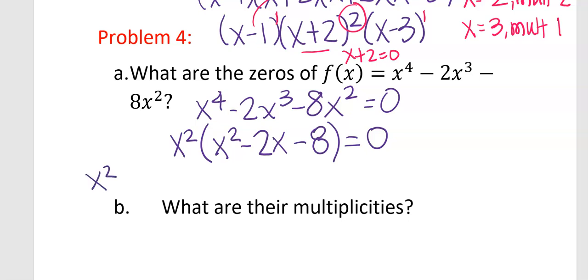I'm going to bring it over here. Factors of negative 8 that add up to negative 2. What are those? Negative 4, positive 2. Yep.